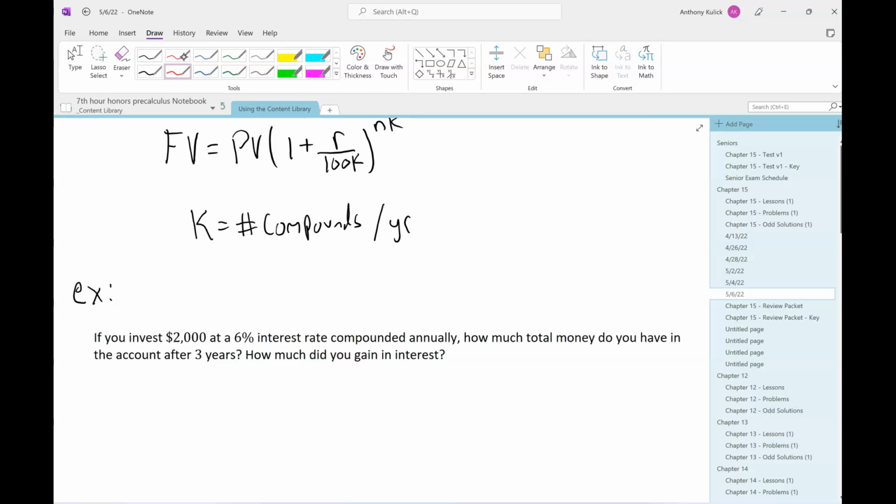Say you invest $2,000 at a 6% interest rate compounded annually. How much money do you have in the account after 3 years? And then how much did you gain in interest? What word in here is super important in choosing between the simple interest and the compound interest formula? Yeah. As soon as I hear that word compounded, I know that I'm going to be using this new formula.